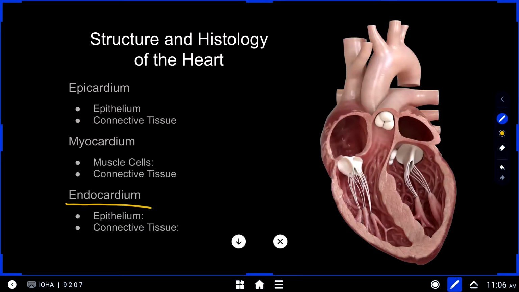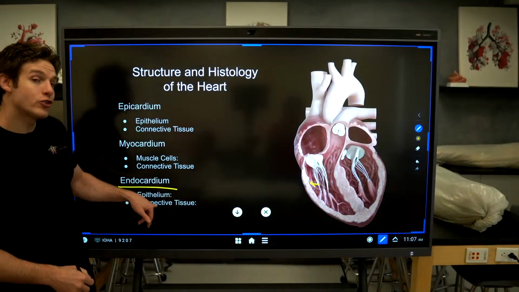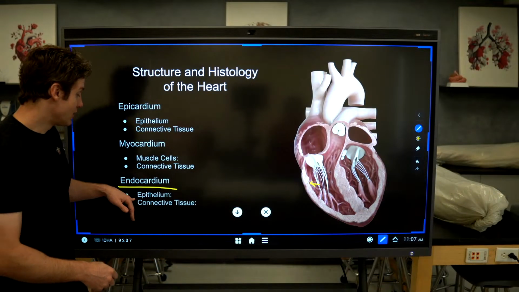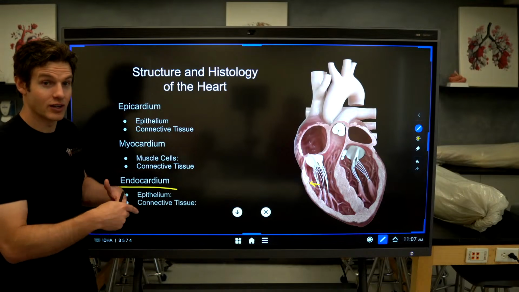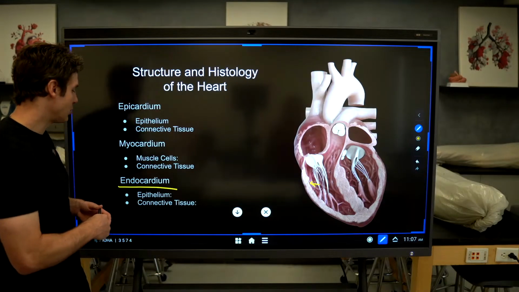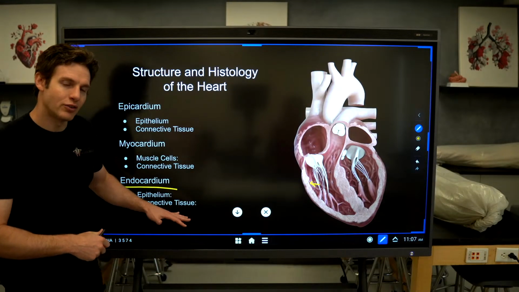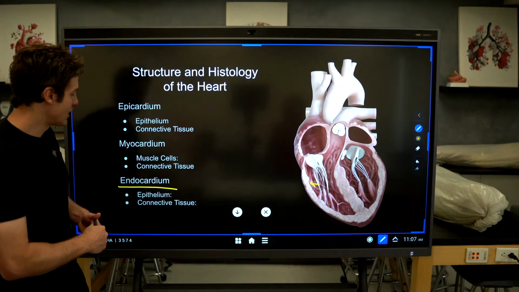Endo means within. And so this is the inside lining of the heart. If I drew an arrow here, it would essentially be all that inside lining of the chambers, the ventricles and the atrial chambers. And this is also made of an epithelial tissue. In this case, they call it endothelium because it's inside the heart, and we even have endothelium on the inside of the blood vessels. And we have a little bit of loose connective tissue in there making up that endocardium as well.